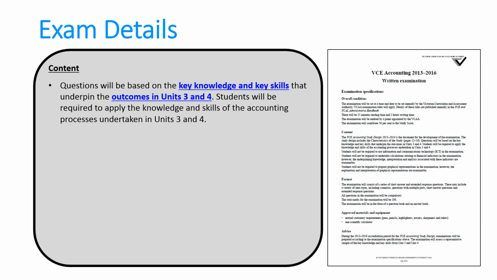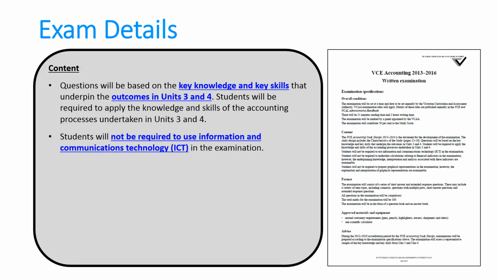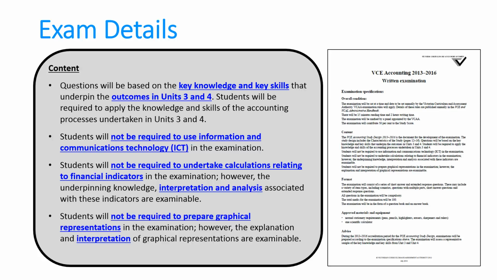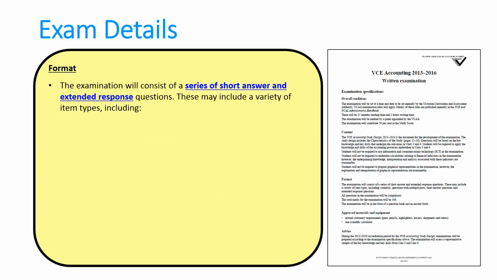and so on. Just in terms of the content, look, there's some fancy jargon in here, but basically all you need to remember is the whole course is examinable. All the key knowledge and skills from every single SAC could be on the paper. There's obviously no ICT being used in the paper, so there's no computer or Excel or anything like that. It says students will not be required to undertake calculations of financial indicators. You just need to interpret and analyze them. Students will not be required to prepare graphs, but again, you might be asked to interpret them.